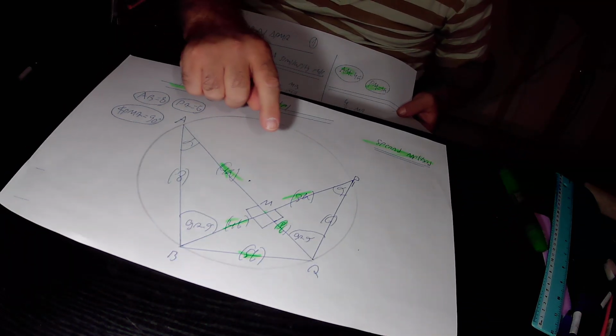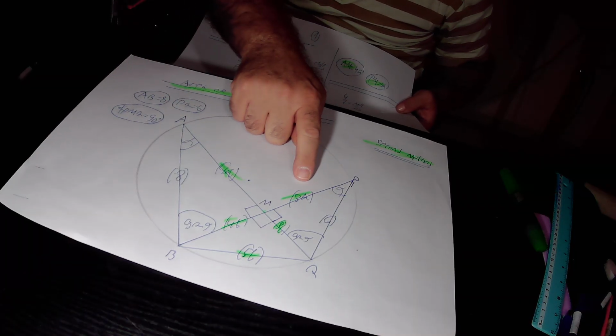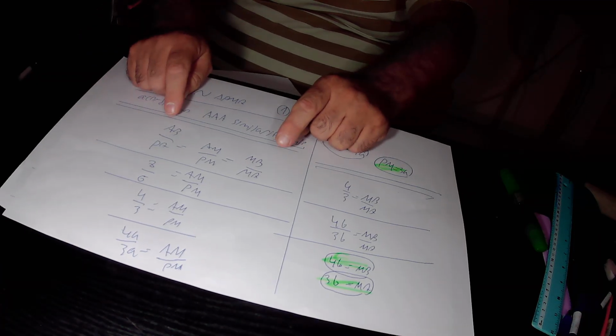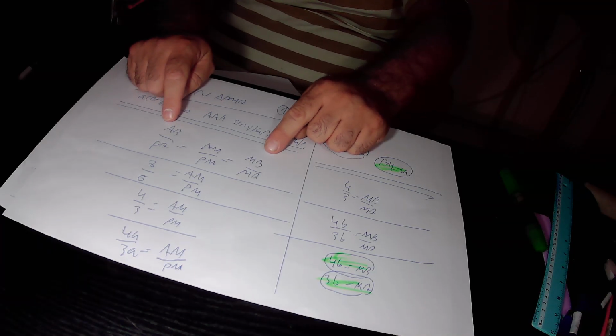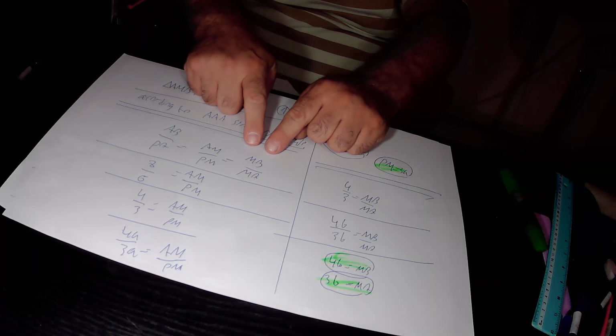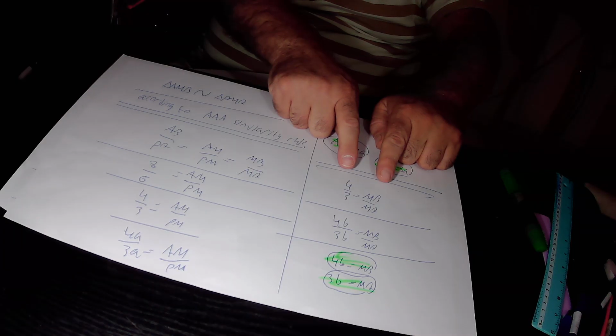So AM equals 4a, and therefore PM must be equal to 3a. Likewise, those two sides of the equation are also equal to each other. AB over PQ is 4/3. This is equal to MB over MQ. So 4/3 equals MB over MQ.